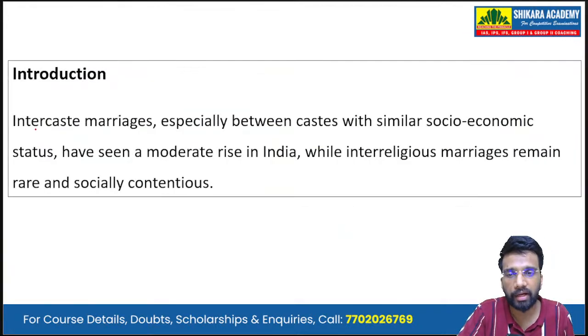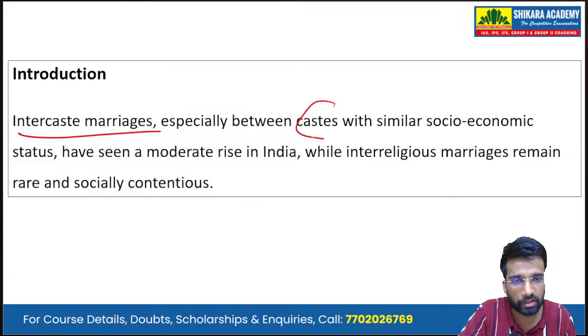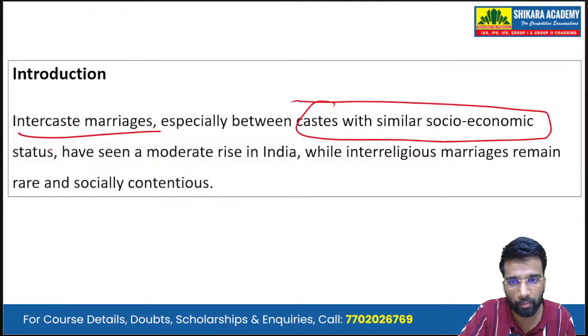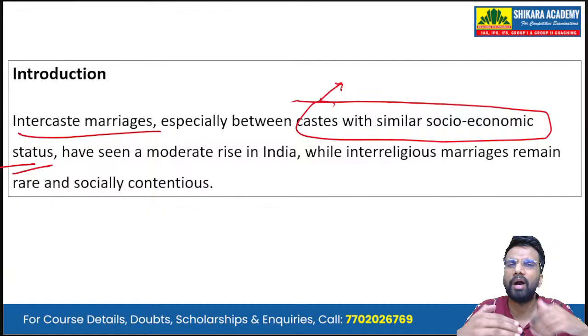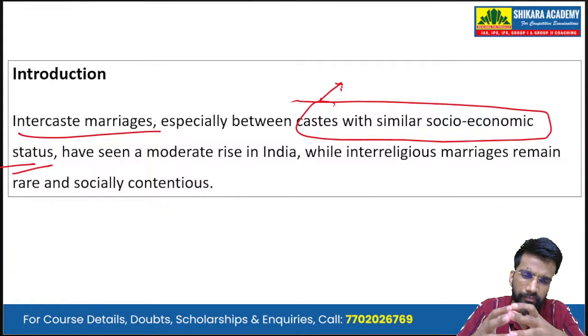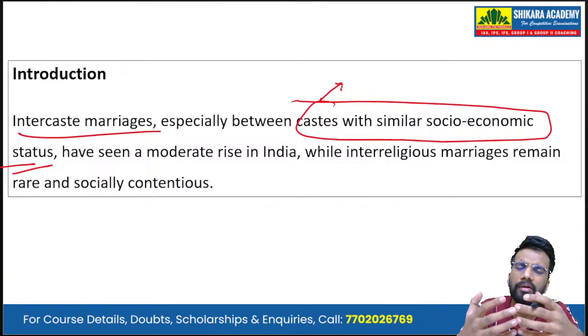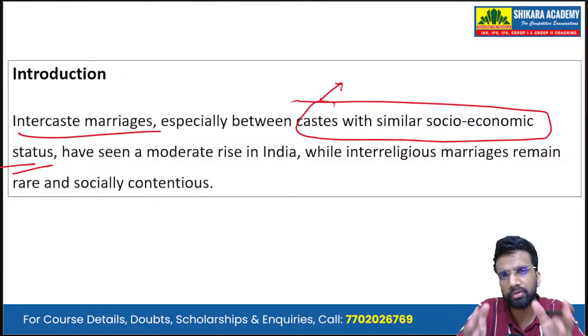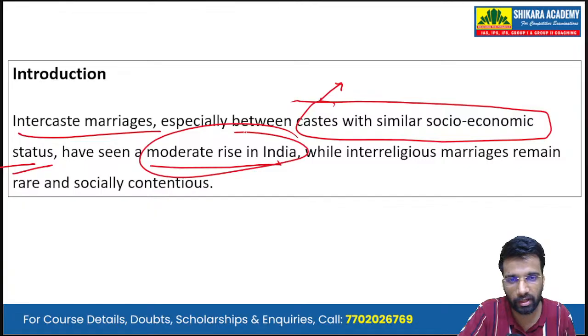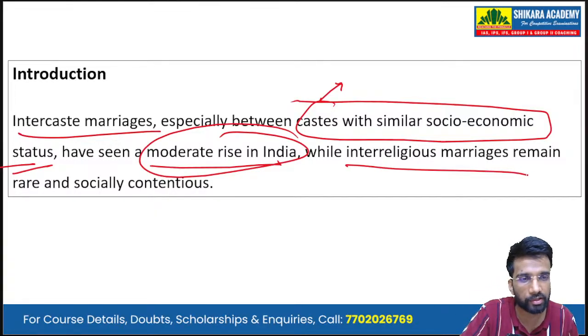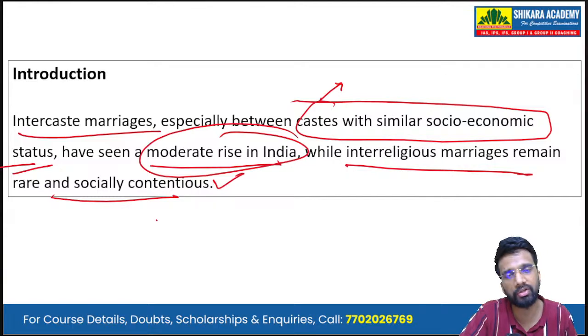Now, writing the introduction: intercaste marriages, especially between castes with similar socio-economic status. Socio-economic status, that means like higher castes, or agrarian castes. So there is a rise of intercaste marriages. They have seen a moderate rise in India. The rise is there, but it is moderate, not very steep, while the interreligious marriages remain rare and socially contentious.